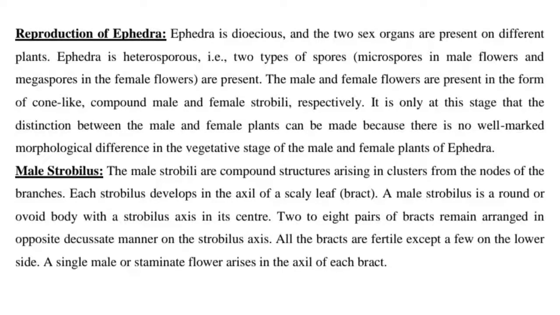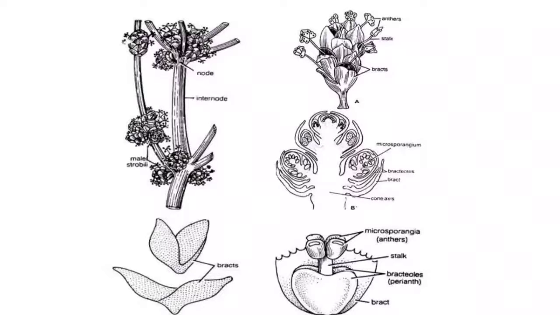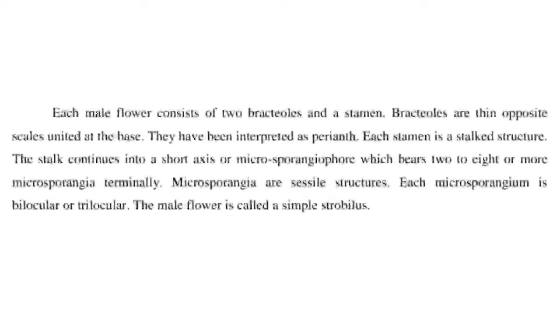A male strobilus is a round or ovoid body with a strobilus axis in its center. 2 to 8 pairs of bracts remain arranged in opposite decussate manner on the strobilus axis. All the bracts are fertile except a few on the lower side. A single male or staminate flower arises in the axil of each bract. Each male flower consists of 2 bracteoles and a stamen.